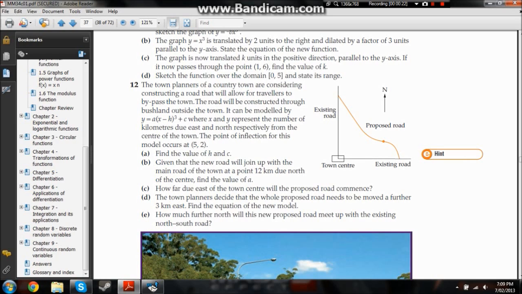The town planners of a country town are considering constructing a road that will allow for travellers to bypass the town. The road will be constructed through bushland outside the town. It can be modelled by y equals a(x take h) to the power of 3 plus c, where x and y represent the number of kilometres due east and north, respectively, from the centre of the town. The point of inflection for this model occurs at 5 and 2. So the x coordinate's 5, the y coordinate's 2.